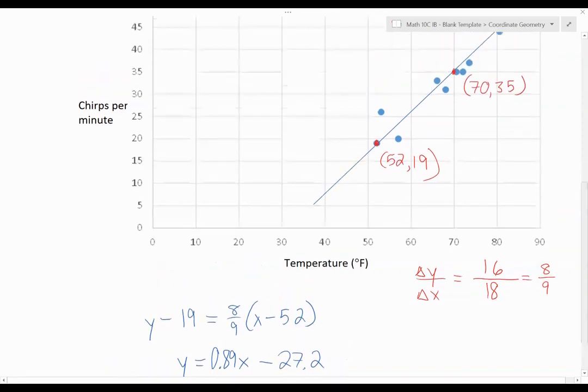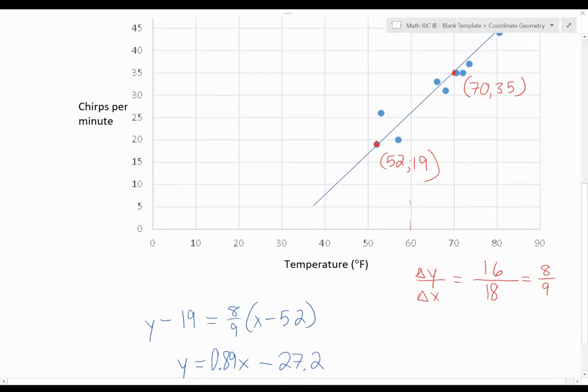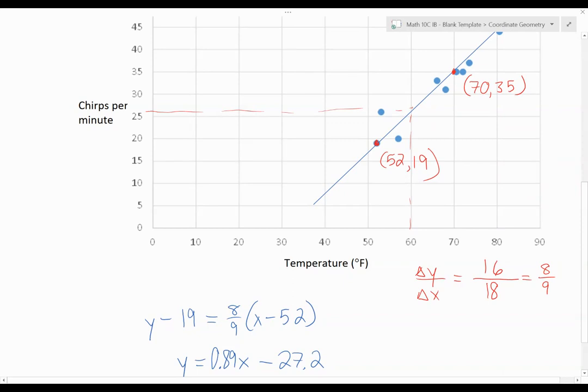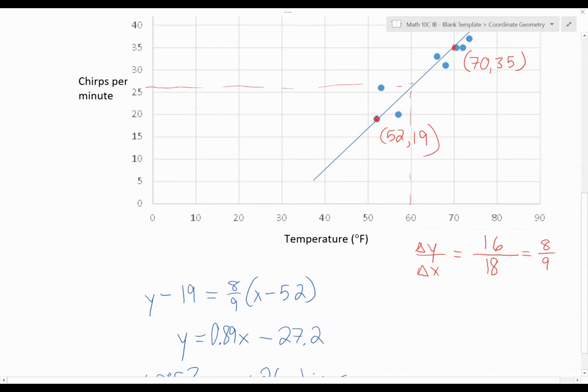And if I look at the graph at 60 degrees, right here, that is pretty close to where we are. So that's how I could use a line of best fit. There are some mathematical techniques that we use to make it as accurate as possible, and we will explore those at a later point.